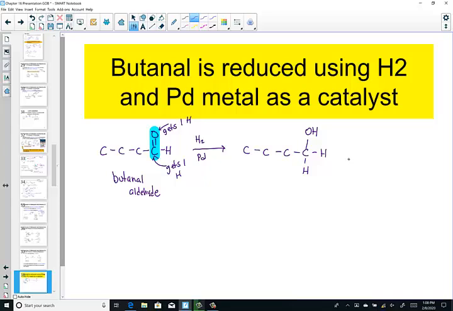And so here we have now 1-butanol, a primary alcohol. Aldehydes turn into primary alcohols. We turn the carbonyl carbon into an alcohol functional group where the oxygen gets one of the hydrogens in the diatomic element H-H, and the other hydrogen goes to the carbon to satisfy its octet. There's an example of butanal being converted into 1-butanol, a primary alcohol.